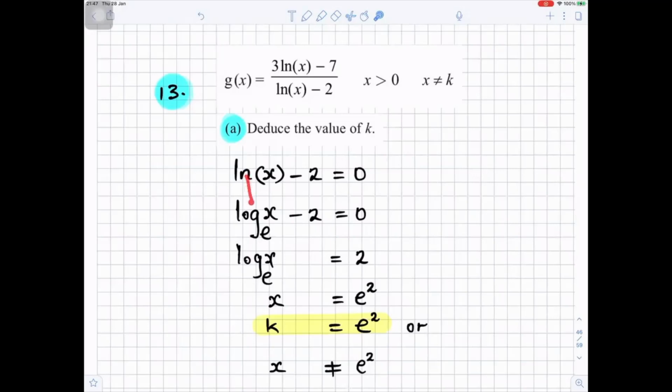ln x means the natural log. So it's log x to the base e minus 2 equals 0. If you take the minus 2 to the right, it becomes plus 2. So it becomes e to the power 2, e squared is equal to x. So k is equal to e squared. Or you can say you don't want x to be e squared.